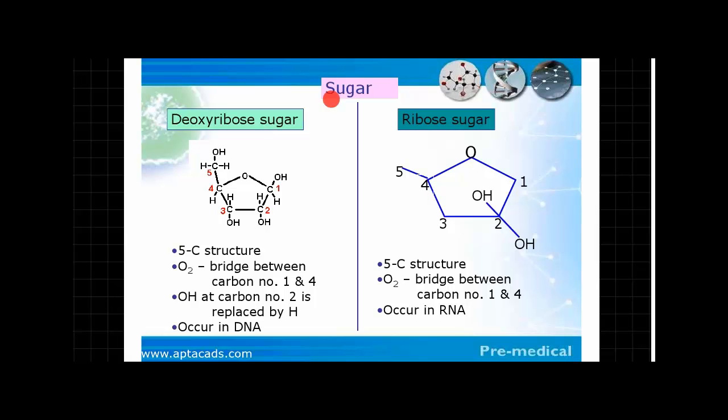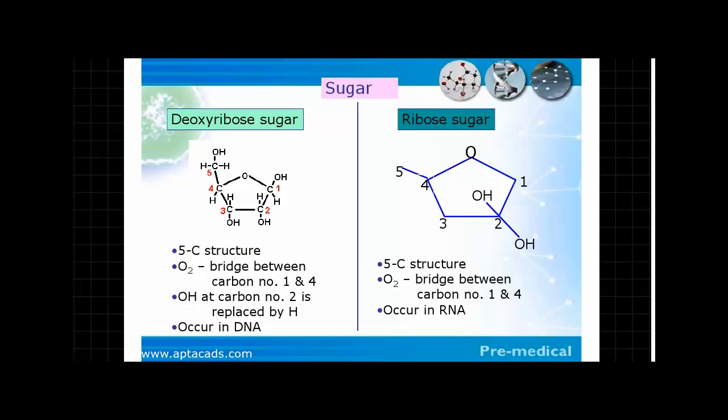There are two forms of sugar. One is deoxyribose sugar, second is ribose sugar. Deoxyribose sugar occurs in case of DNA and ribose sugar occurs in case of RNA. So first let's talk about deoxyribose sugar. Now deoxyribose sugar is a 5-carbon structure.